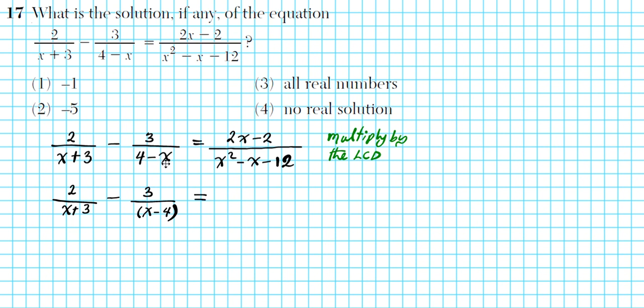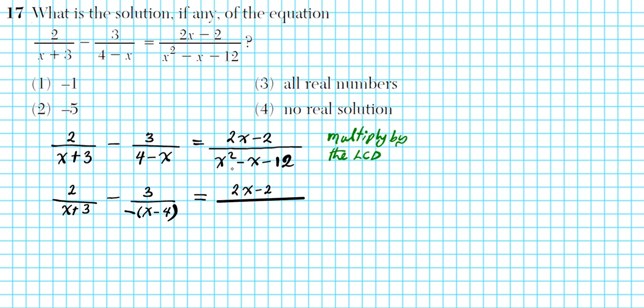Now, when you switch the order of a difference, you must introduce a negative. Okay, order matters when you're subtracting. Subtraction does not commute, unlike addition and multiplication. When you switch the order of a difference, you have to put a minus on the outside. So keep that in mind. And then we have 2x minus 2 divided by.